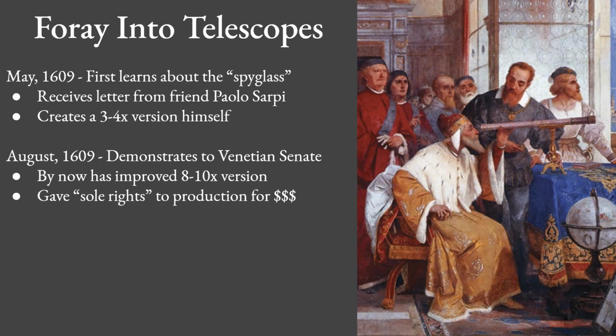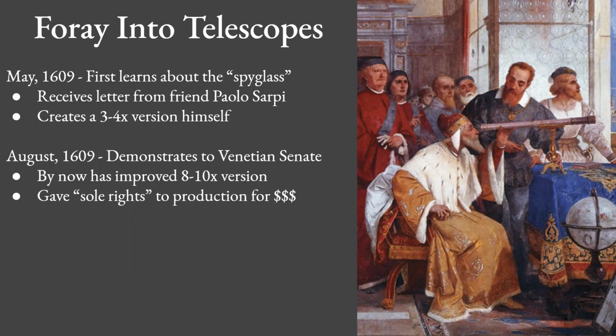This is a really big deal. In this time period, the going thought with the spyglass was that it'd be useful for military and naval warfare. The Venetian Navy is a really huge presence in the Mediterranean. They're looking for every edge against the Ottomans. And so they decide that they will give him sole rights to produce this for a lot of money.